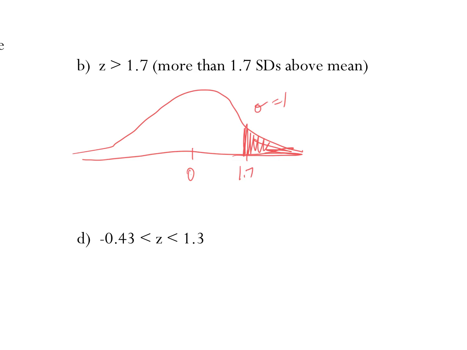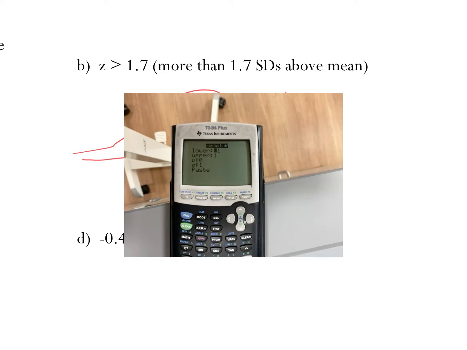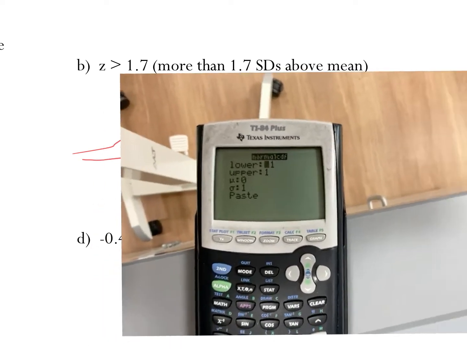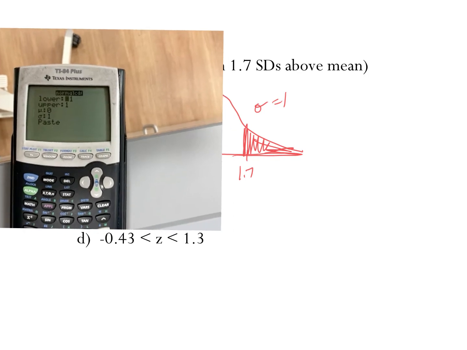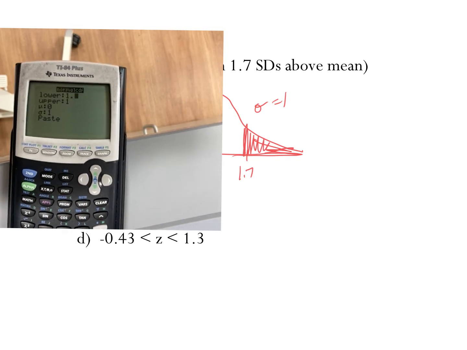Is this okay? So we're going to go back to that second distribution menu. Oh, you guys can't see this because I stopped it. Hold on. So we're going to go back to that second vars. We're still going to choose normal CDF, option number 2. But now, what's my lower boundary of what's being shaded? 1.7. Okay. So for the lower, we're going to put 1.7.